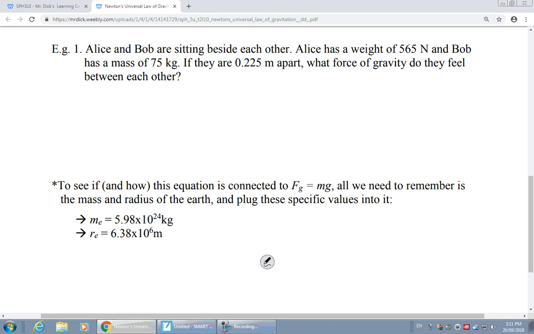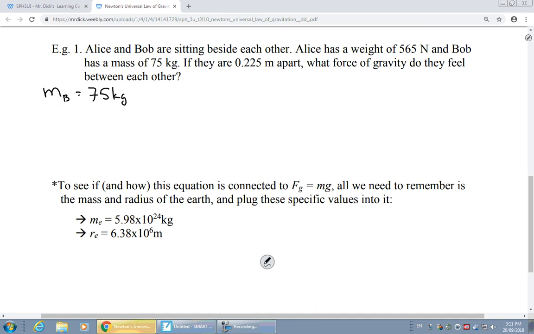So let's write down some things that we know. Well, for Bob, we know his mass directly. So I'm going to call it M with a little b for Bob. Mass of Bob is 75 kilograms.